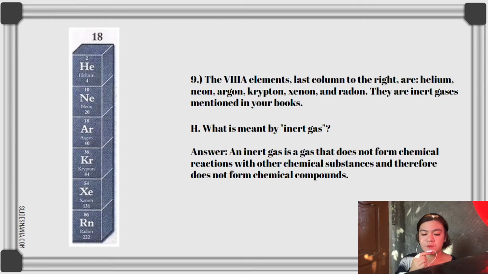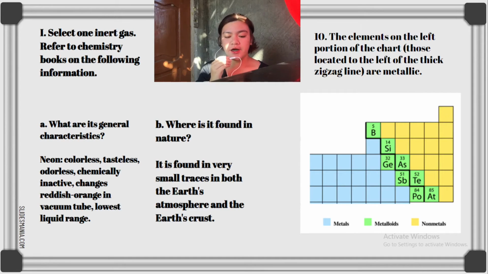What is meant by inert gas? An inert gas is a gas that does not form chemical reactions with other chemical substances and therefore does not form chemical compounds. Select one inert gas. Refer to the chemistry books for the following information.